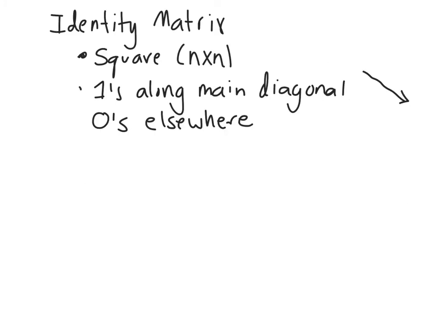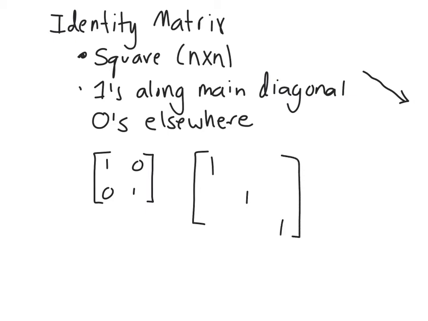For example, the 2 by 2 identity matrix would go 1 along the main diagonal, 0 everywhere else. The 3 by 3 identity matrix, same idea, 1's along the main diagonal, 0's everywhere else.